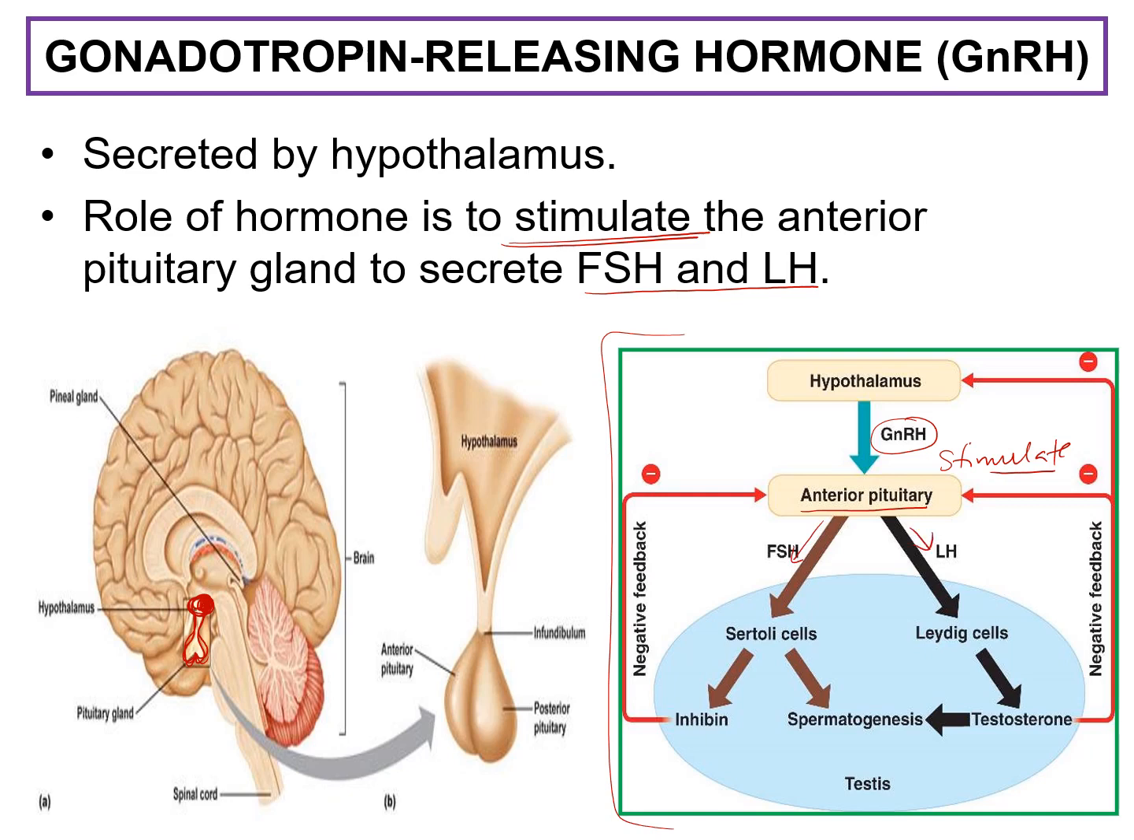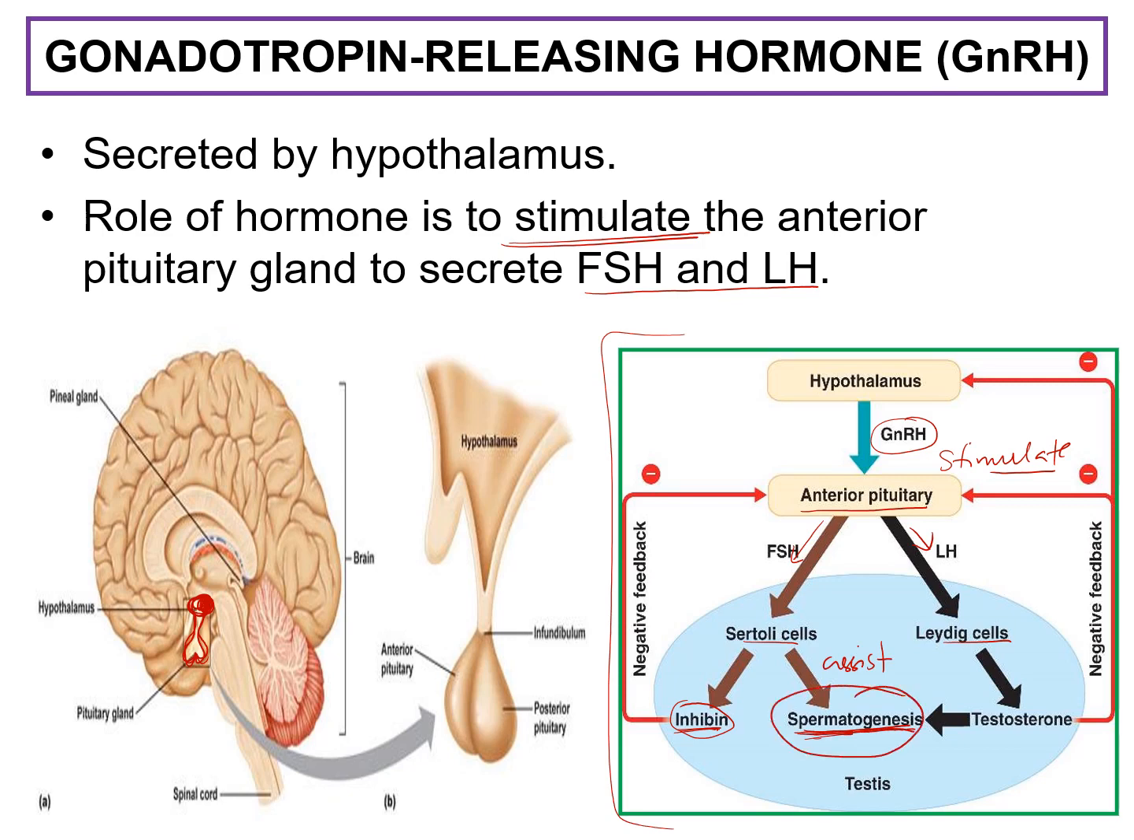From this diagram, it shows that FSH will act on Sertoli cells, while LH will act on a different cell, which is the Leydig cell. Okay, then what happens to the Sertoli cell? Sertoli cells secrete inhibin, while another involvement is that they assist in spermatogenesis.